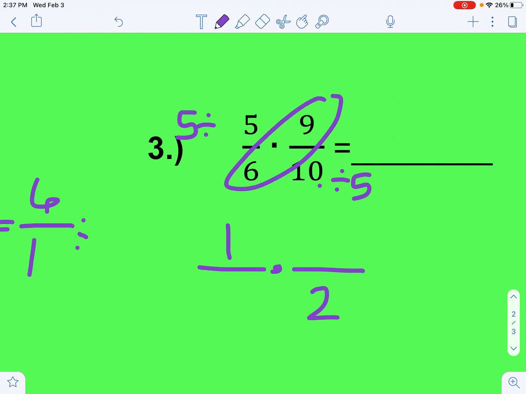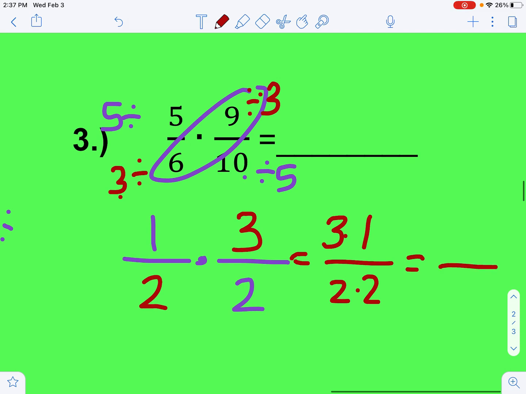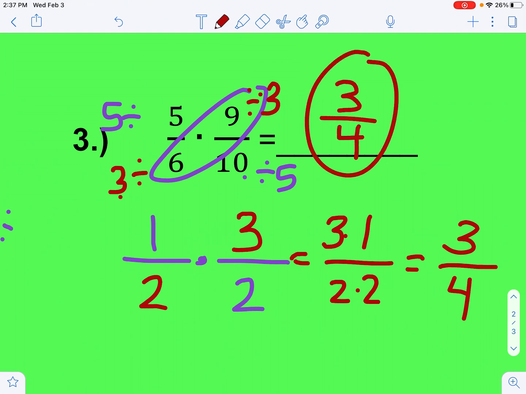Alright, now let's look at our second set of numbers. We're taking 9 and 6. Could we divide both of those numbers by something? Right, we could divide both of them by 3. 6 divided by 3 is 2. 9 divided by 3 is 3. Alright, so then when we multiply, we're taking 3 times 1 on the top, all over 2 times 2 on the bottom. 3 times 1 is 3. 2 times 2 is 4. We can't simplify that anymore. That is our answer.